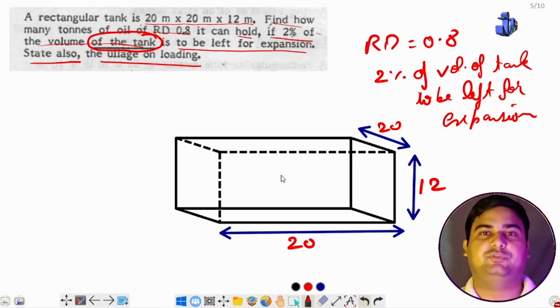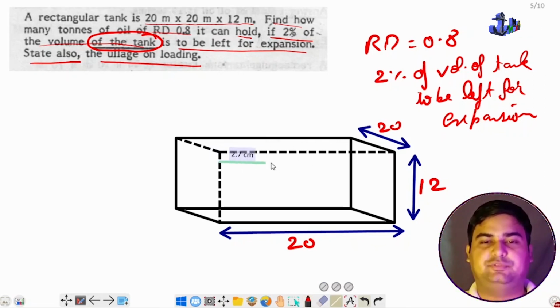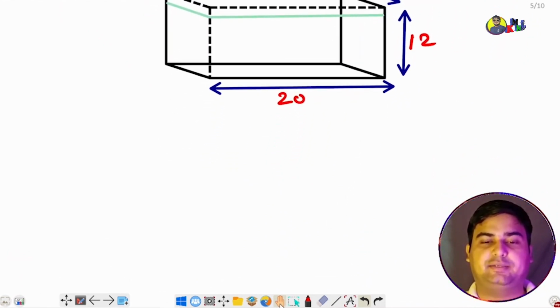Because the temperature of the oil will increase, it tends to expand. So we need to leave 2% for expansion, and we need to find out the ullage on total. If we leave 2%, the oil will fill till here. So we need to find out the sounding of the oil we need to fill. First we need to find out the volume of the tank.